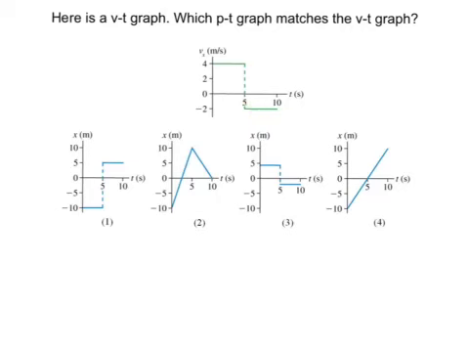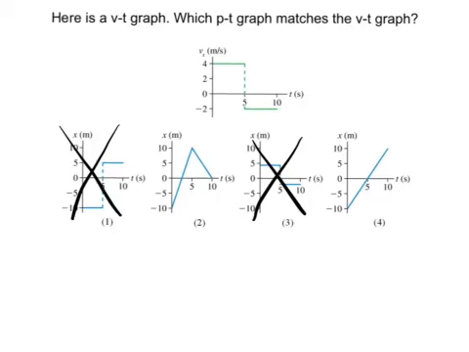Okay, so what we want to know is which PT graph down here matches this VT graph here. Well, if we've got a constant velocity here, positive, and a constant negative velocity there, we know that slope on a PT graph gives us velocity. So if a PT graph is a horizontal line like this, that means no motion right there. So that eliminates immediately this one and this one.